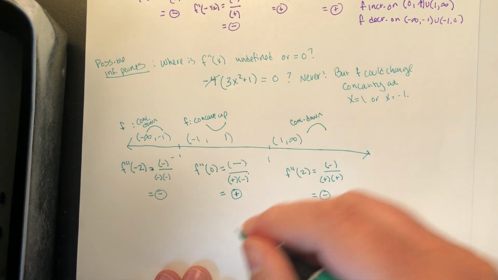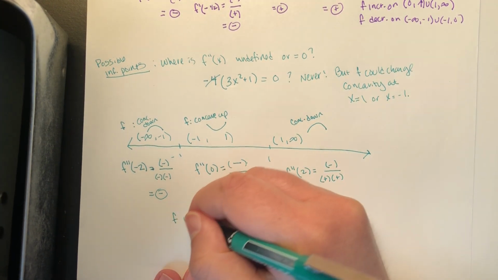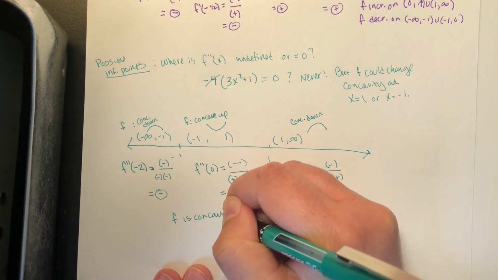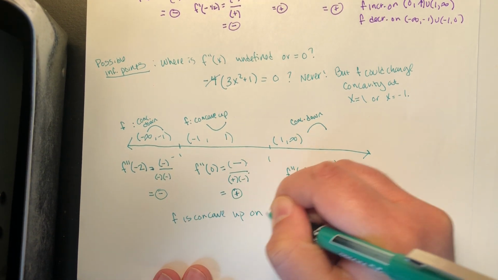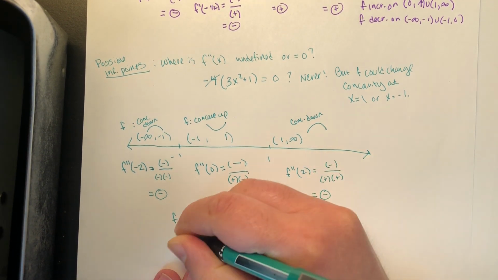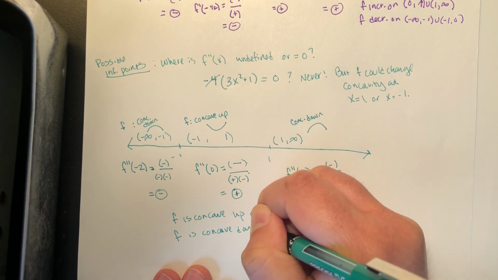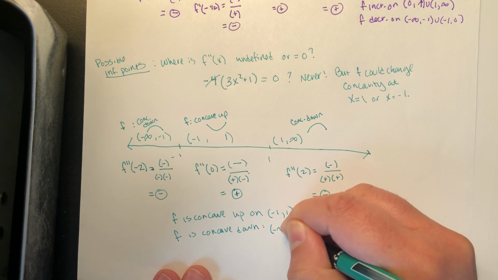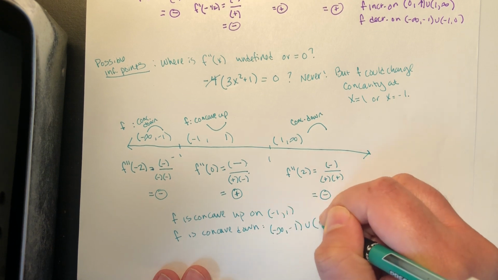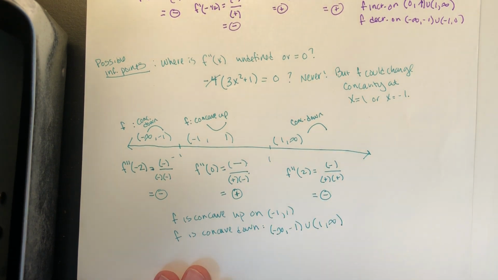And now we can say that f is going to be concave up on this middle interval from -1 to 1, and f is concave down from -infinity to -1, and then from 1 to infinity. Okay, and that's everything that we were looking for in this.